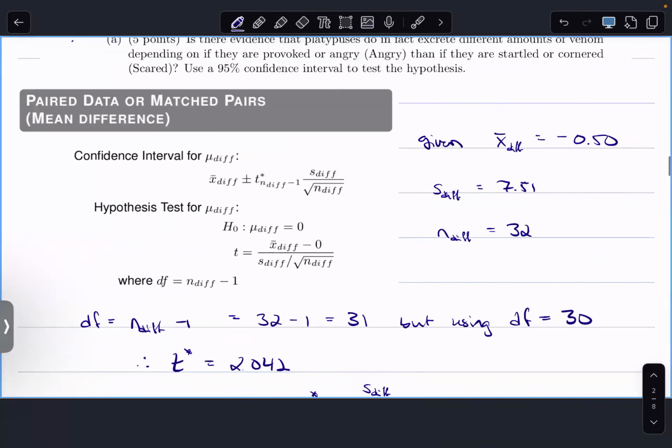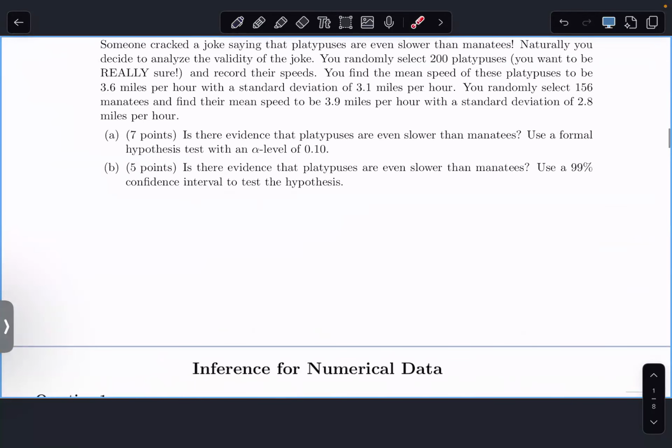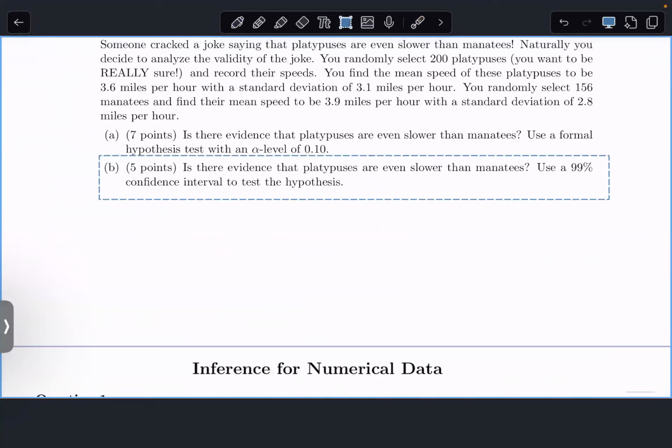Probably a confidence interval, because that's just how I roll. Is there evidence that platypuses are even slower than manatees? Use a 99% confidence interval to test the hypothesis. Oh, my screen just got dark. Knowing what we know from the previous question, do you expect the confidence interval to include 0?